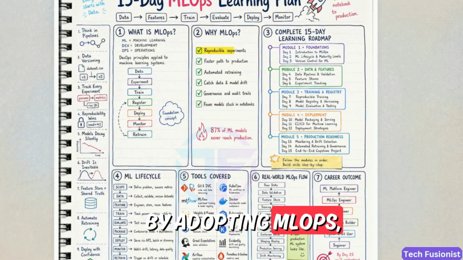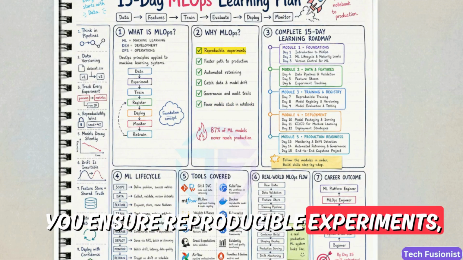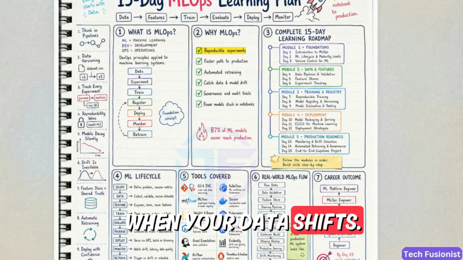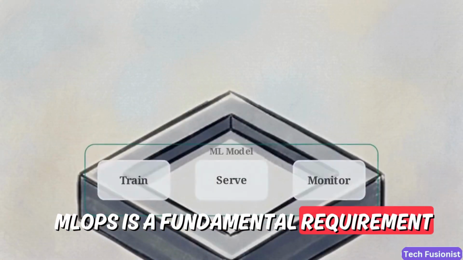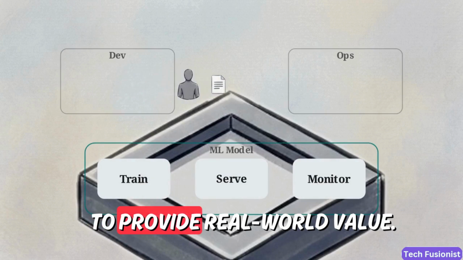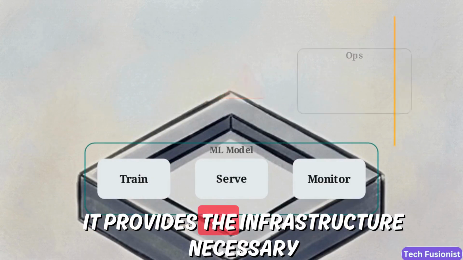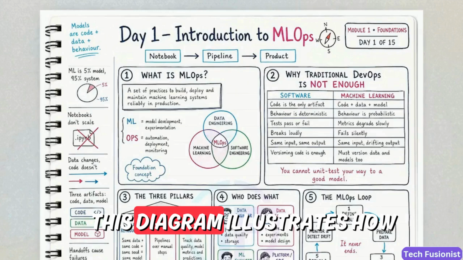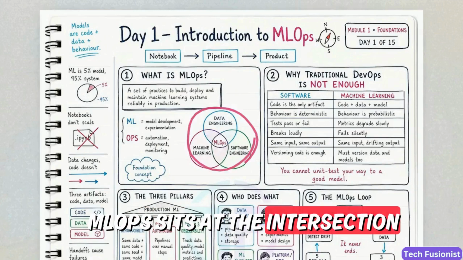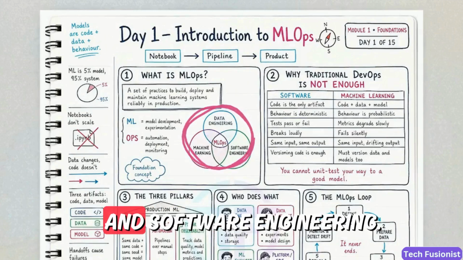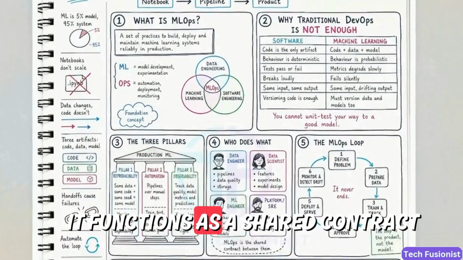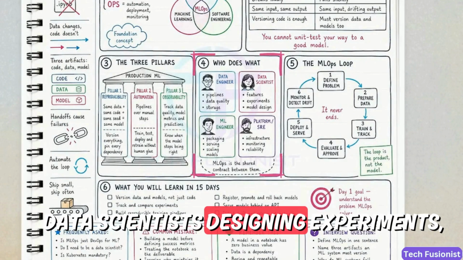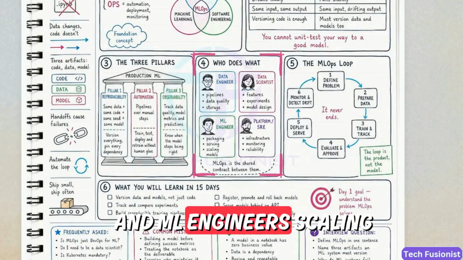By adopting MLOps, you ensure reproducible experiments, faster deployment times, and automated retraining when your data shifts. MLOps is a fundamental requirement for any model intended to provide real-world value. It provides the infrastructure necessary to move past manual handoffs. This diagram illustrates how MLOps sits at the intersection of machine learning, data, and software engineering.